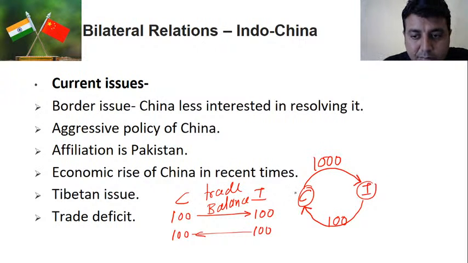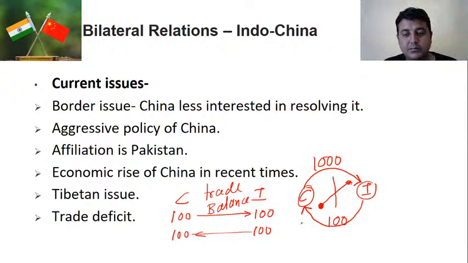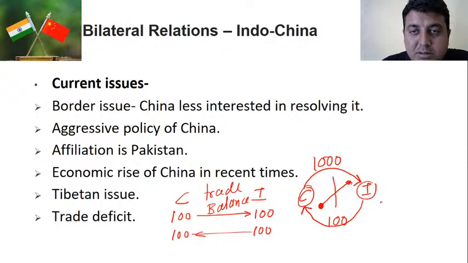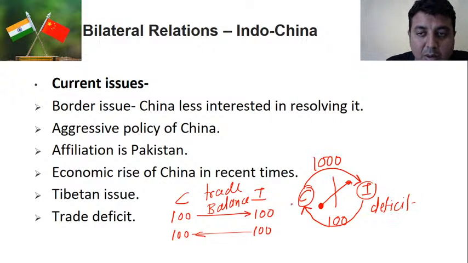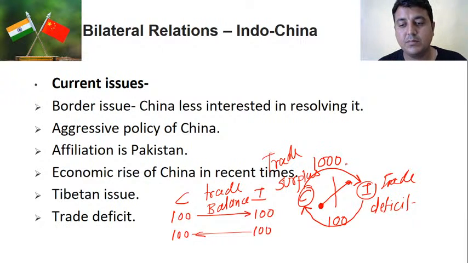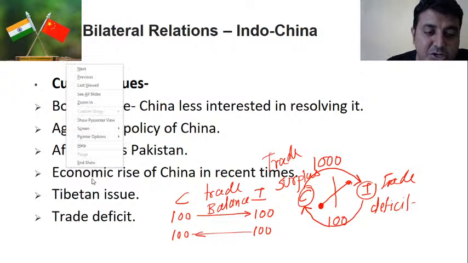Am I right or wrong? So the balance is like this: the Chinese side has more weight, the Indian side less weight. When India suffers a loss, it is known as deficit, and when China earns more, it is known as surplus. So this is related to trade. That's what trade deficit and trade surplus mean. Clear? The concept is clear. So this issue of trade deficit is there between India and China.